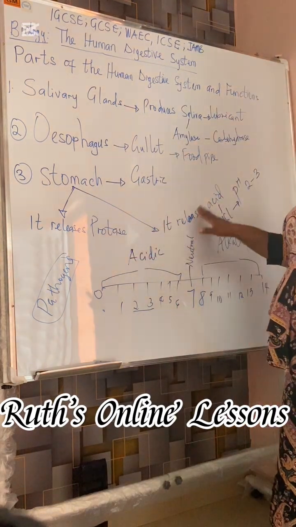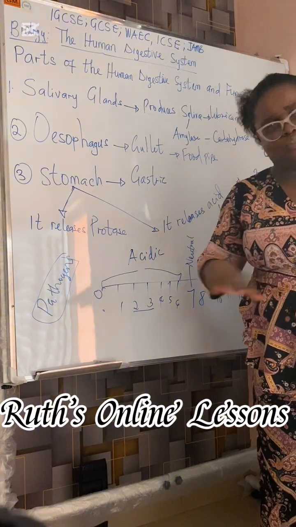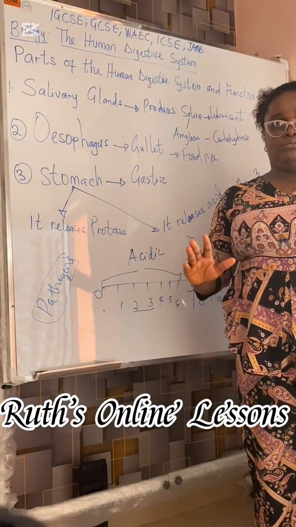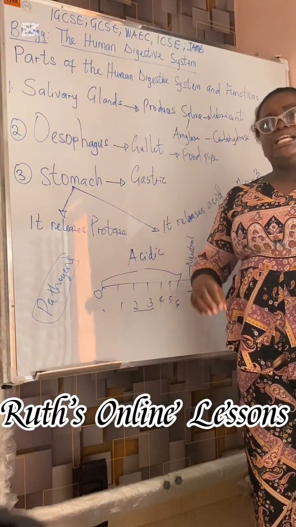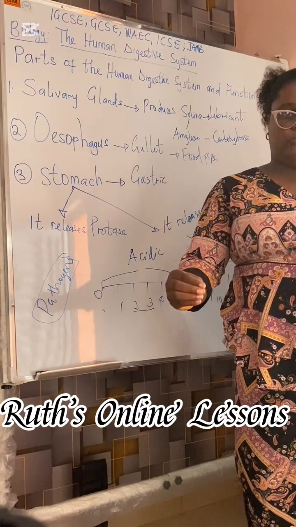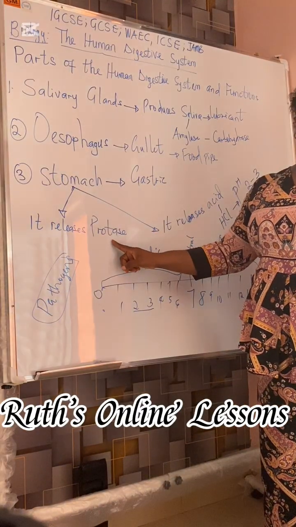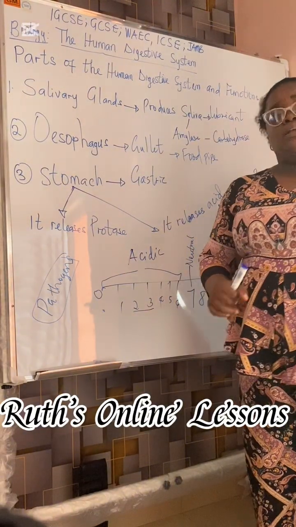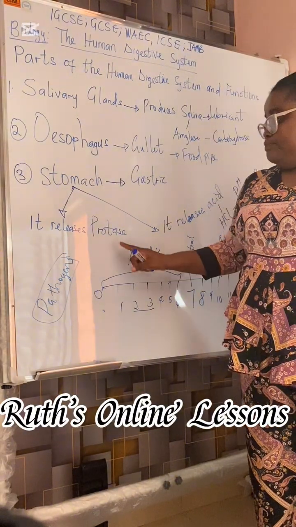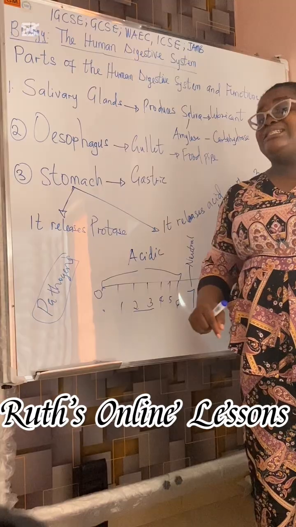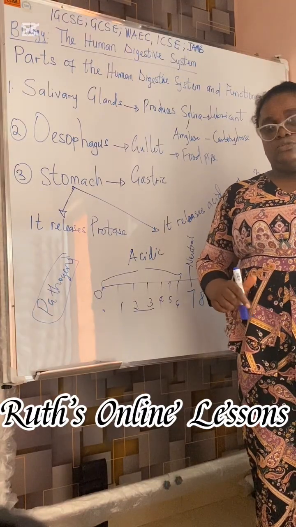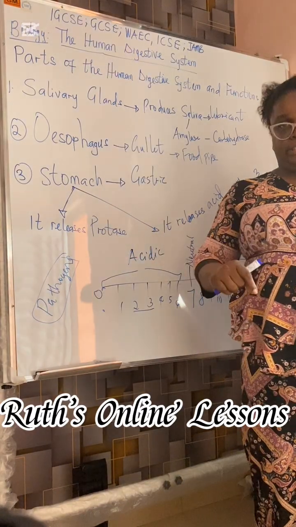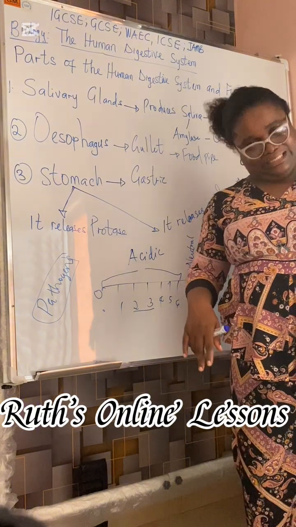The stomach produces acid. The acid does not go into direct digestion. What the acid does is to provide an enabling environment for protease enzyme to work. Because in your stomach, I'm not talking about your small intestine, in your stomach, this protease enzyme requires an acidic condition. So for this enzyme to work optimally, the condition must be acidic.